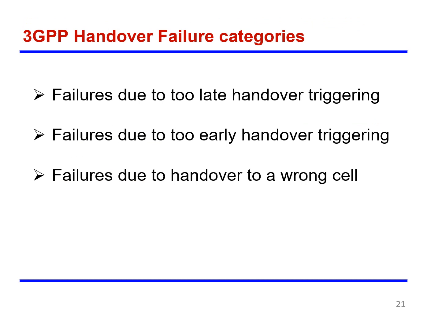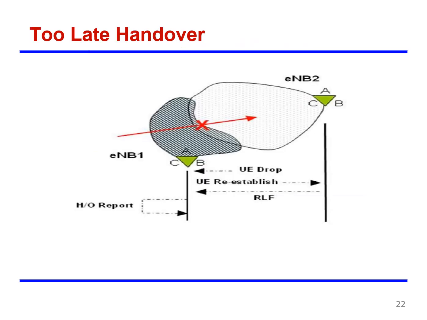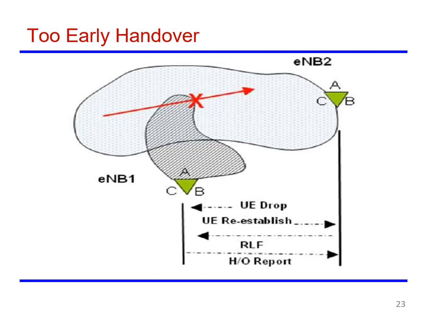The handover failure. So, what are normally the handover failure categories which SON can address? The failures due to too late handover triggering, failures due to too early handover triggering, or failures due to handover to a wrong cell. So, let's see it pictorially. Too late handover: the customer is moving, let's say, from eNode B to eNode B2, and the call is not handed over. What will happen? It will drop and will try to re-establish, but the quality of experience will be poor.